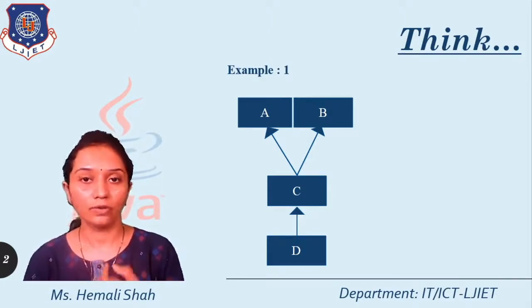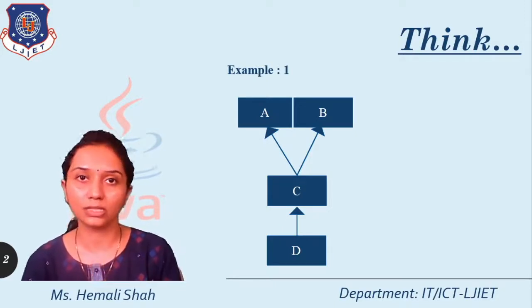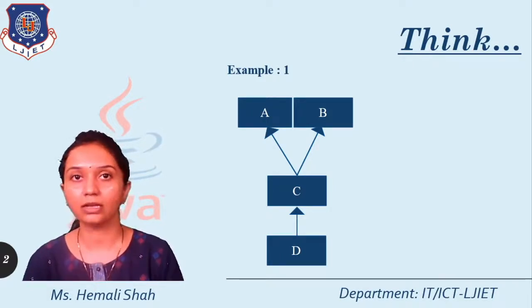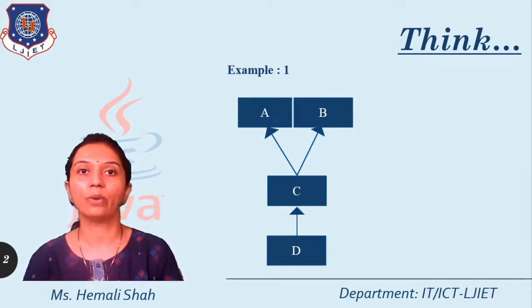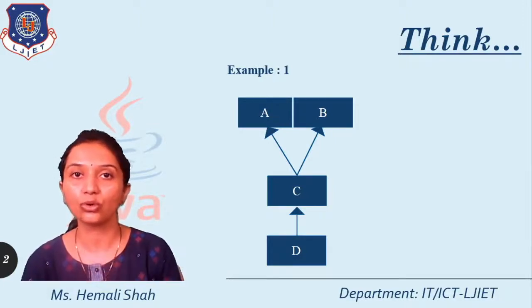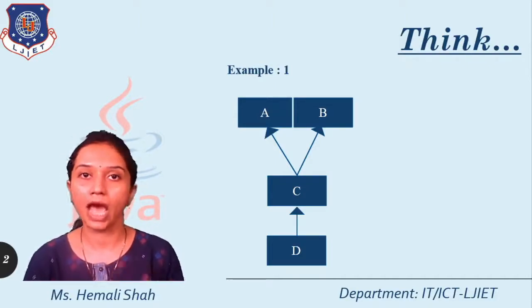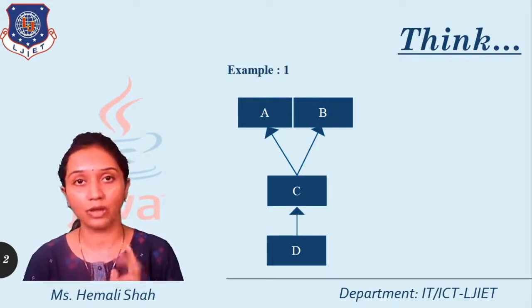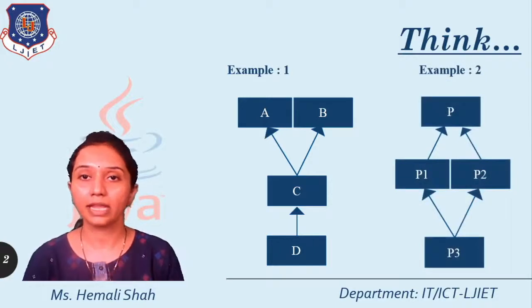Right? Now observe the part C and D. D is derived from C. So here you can observe this is the simple inheritance. Now in the whole figure, you have one multiple inheritance and you have one simple inheritance. These two combinations are present in the single figure, that's why it is a hybrid inheritance example. Now you have to create this by using the interfaces.